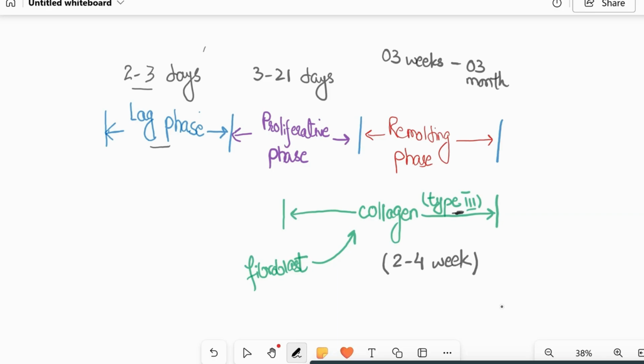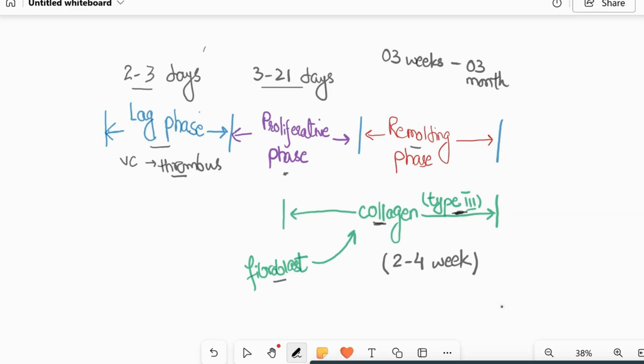Now in the lag phase, the most important first step is the vasoconstriction of the blood vessels, which results in thrombus formation. This will be followed by the proliferative phase, between the 3rd and 21st day. The very important point is that at the start of the second half of the proliferative phase, there will be the start of deposition of collagen by the fibroblasts. Fibroblasts are the cells which lay down the collagen, and the collagen laid down initially will be type 3 collagen. Later on, this laying down of collagen will progress in the 3rd phase, which is the remodeling phase.